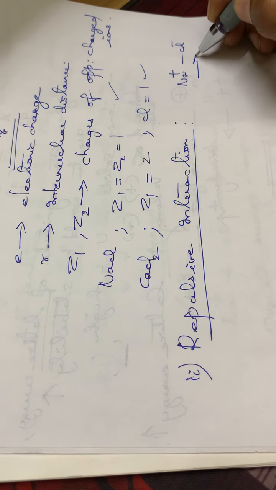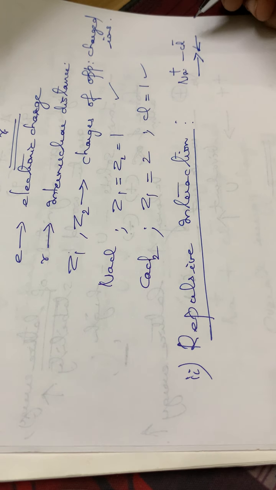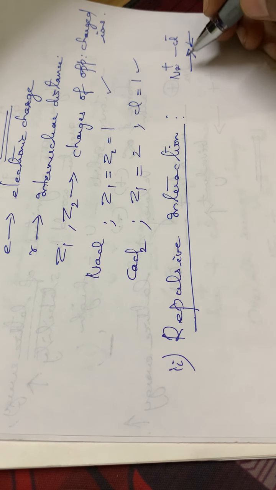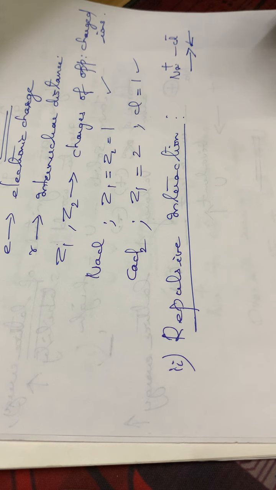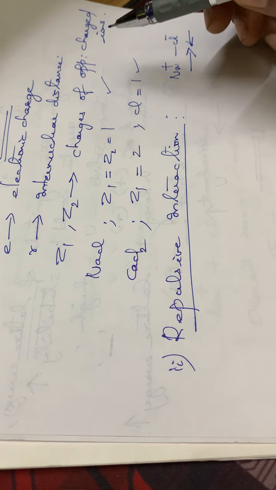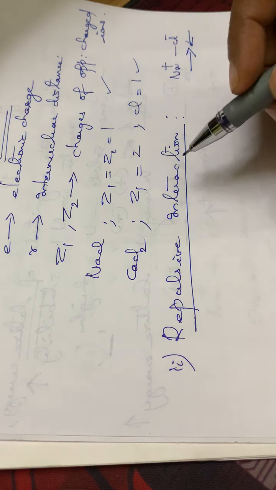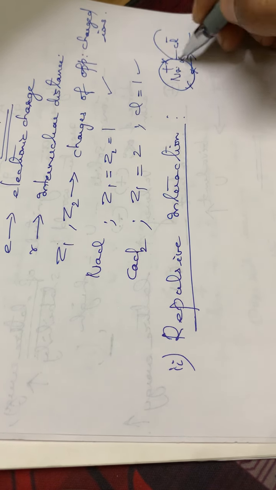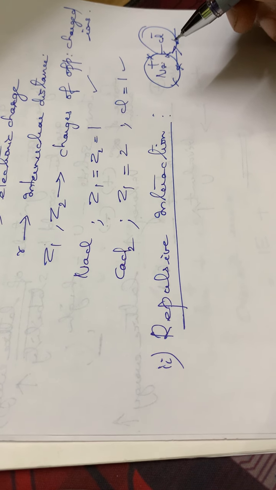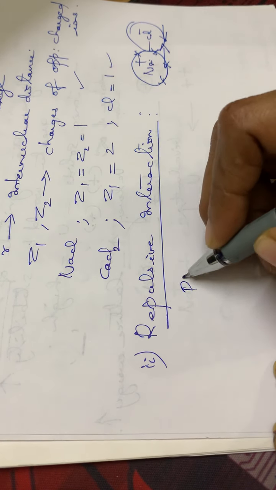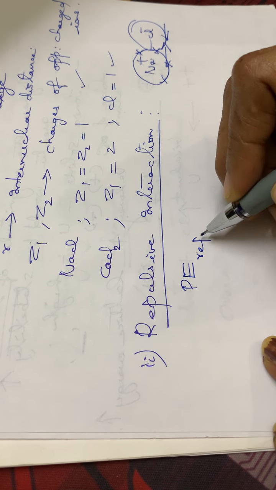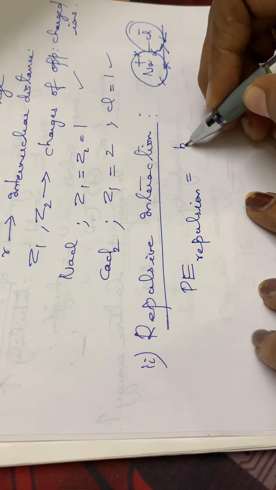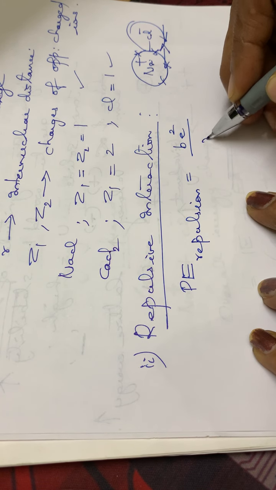The two interactive forces should be balanced, or should be in equilibrium with each other. Otherwise the nucleus of both the atoms will get collapsed. So for countering this attractive force, there will be a repulsive interaction, and here the repulsive interaction is between the electrons in the valence shell of both the atoms, isn't it? So here the energy due to repulsion, we can write it as potential energy due to repulsion, that is equal to B E square divided by R raised to N.